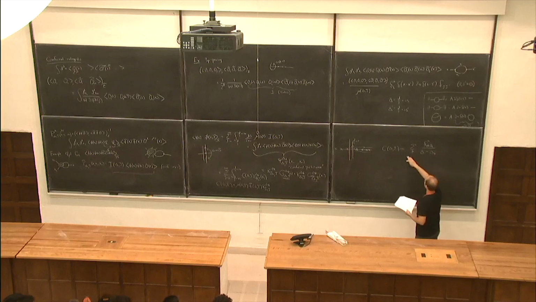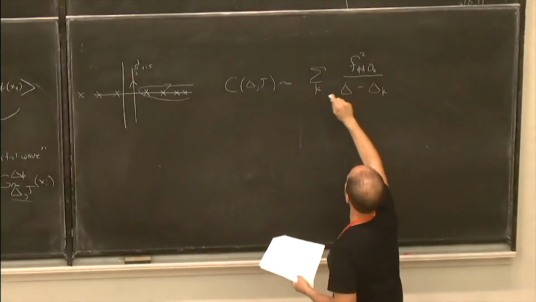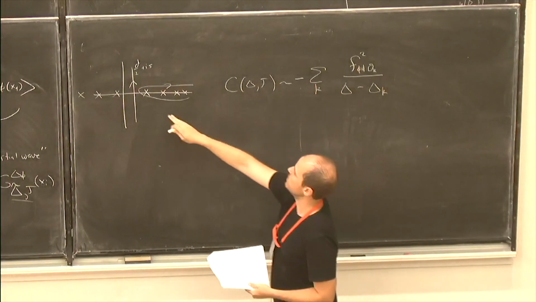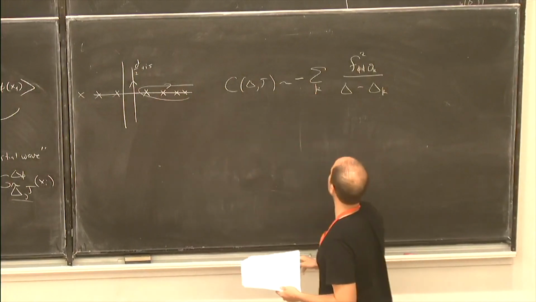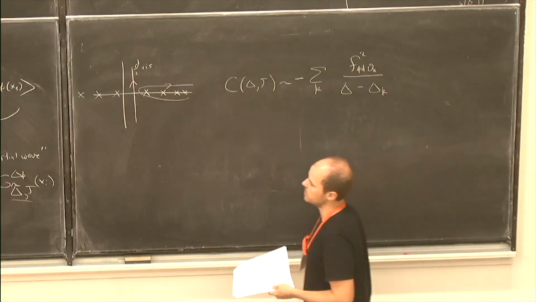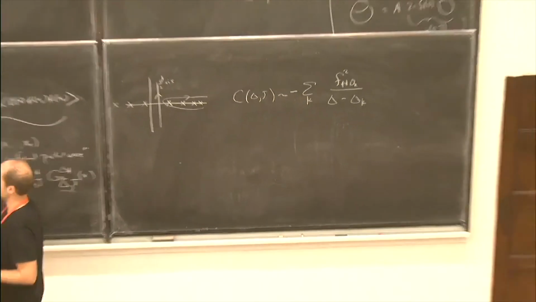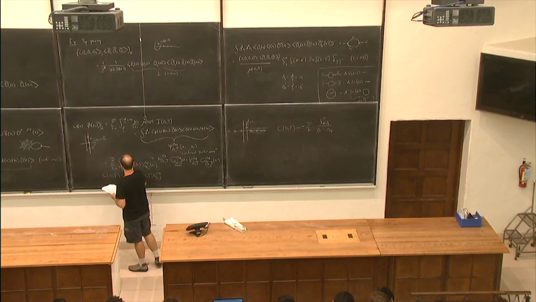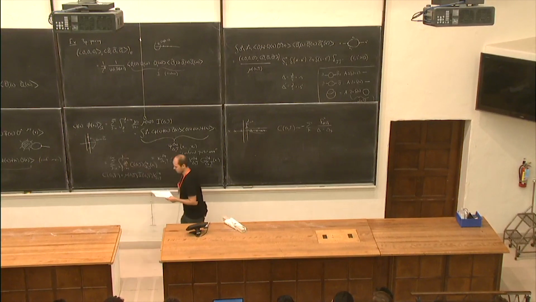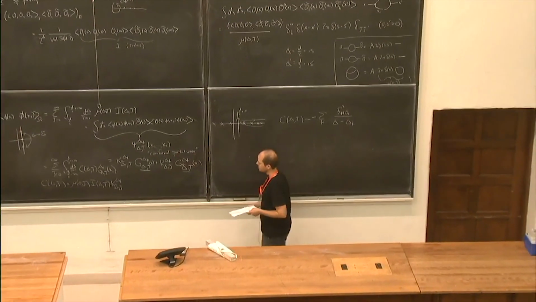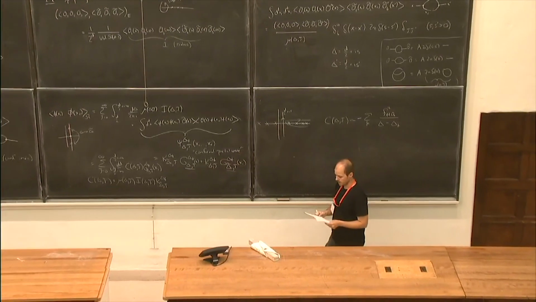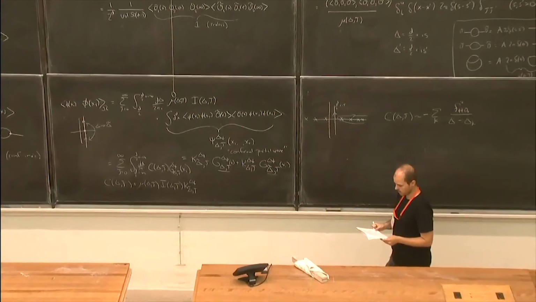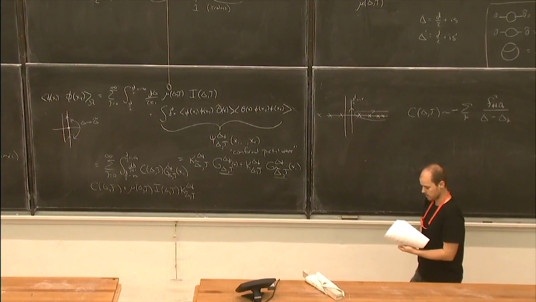Okay, so you're supposed to imagine that C of delta J has poles of this form with a minus sign. So when you deform the contour, you pick up the residues of those poles, and that gives you, instead of an integral over dimensions, a discrete sum of dimensions, which is the conformal block expansion. And I think I'd better stop here.